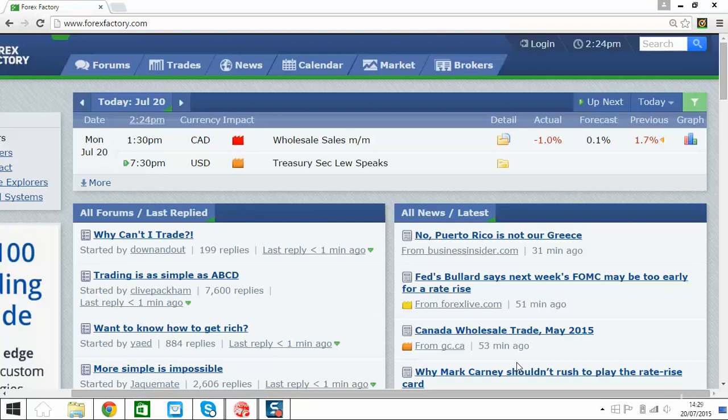So the trading event that I took a trade off the back of was this CAD data here at 1:30 today on July the 20th. Wholesale sales, which isn't a massive market moving event. However, we are experiencing a lot of weakness on the Canadian dollar right now, mainly because of last week's rate cut, which was very, very bearish for the Canadian dollar.